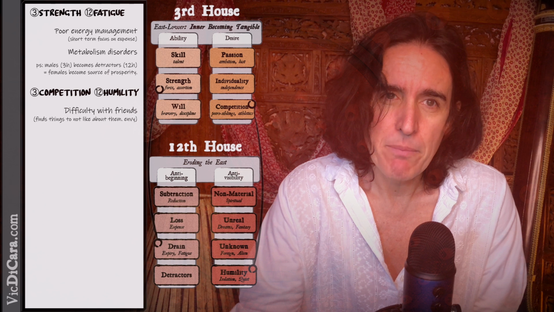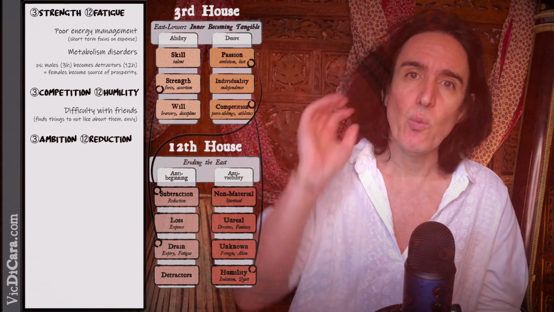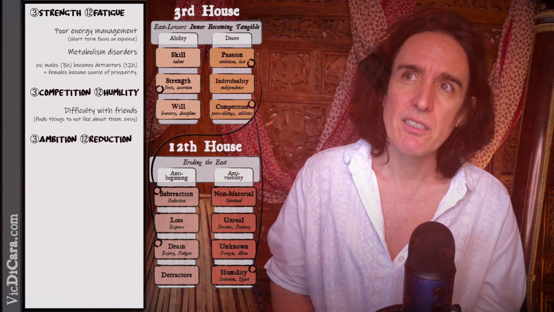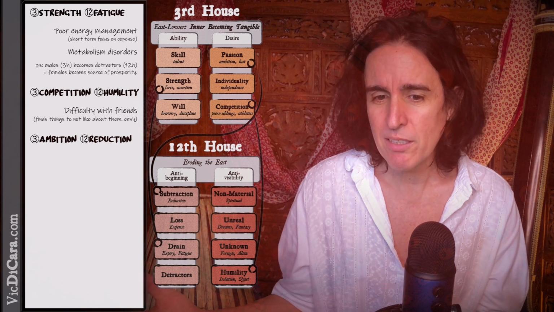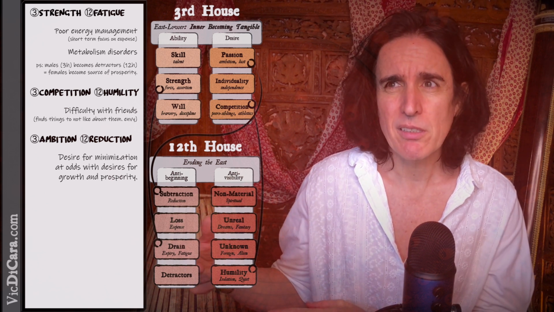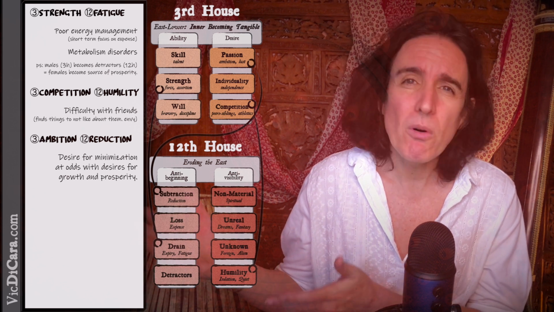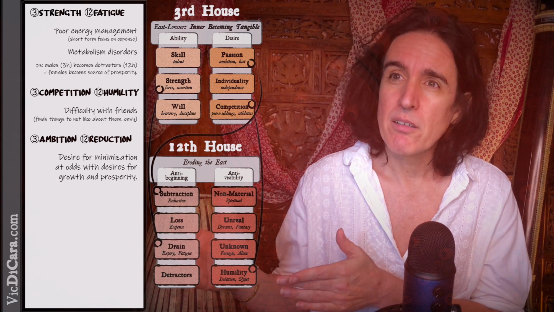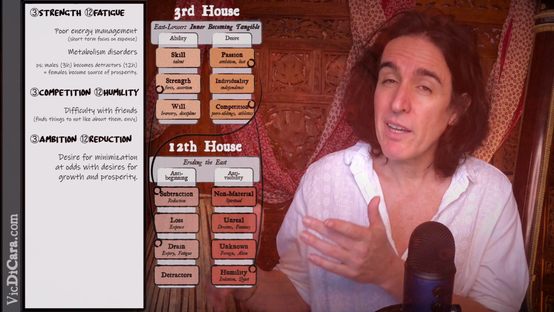Another thing about the third house is it's the house for ambition, but the 12th is the house for reduction. That doesn't go well either, because ambition means increasing things that you want, and 12th house reduction means getting rid of things. So the implication here is that people have a desire for minimization, which is 12th housey, that's at odds with the desires for growth or prosperity, which is third house. So in other words, they may have a lot of material ambitions that make it impossible for them to follow moral or spiritual paths, or vice versa. They may have a lot of moral and spiritual ideals that make it impossible for them to fulfill their material ambitions. But it's not that they don't care. They still have material ambitions, or they still have spiritual aspirations.